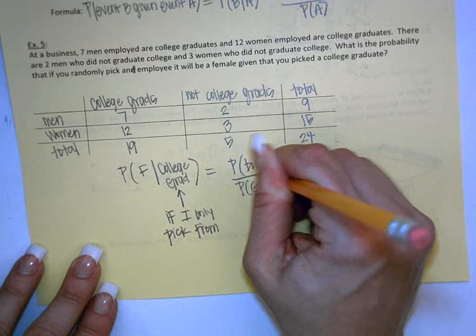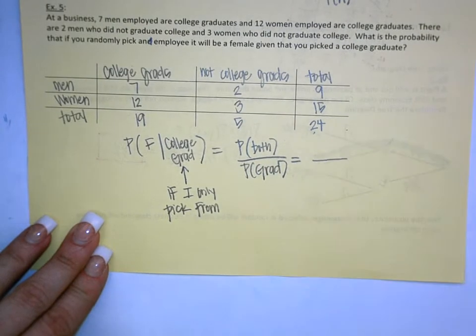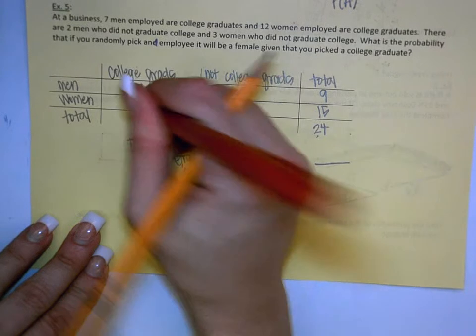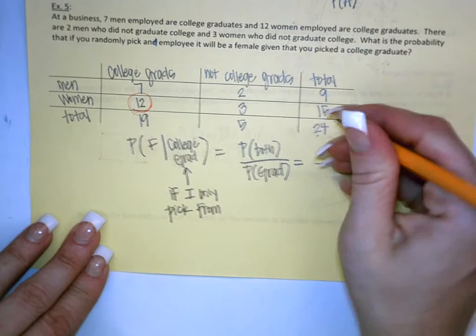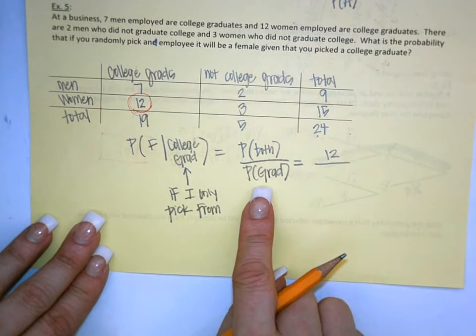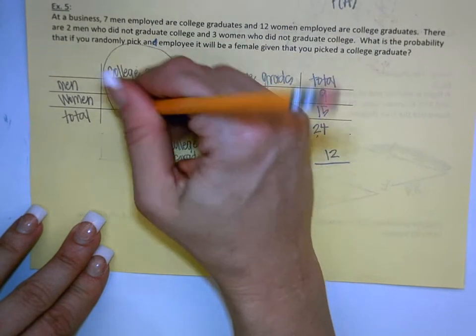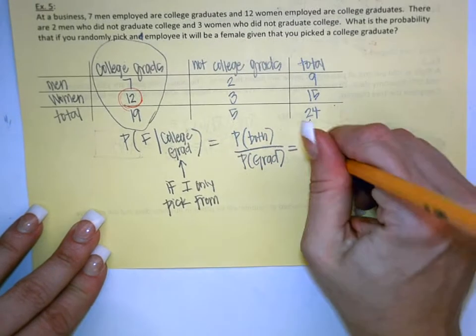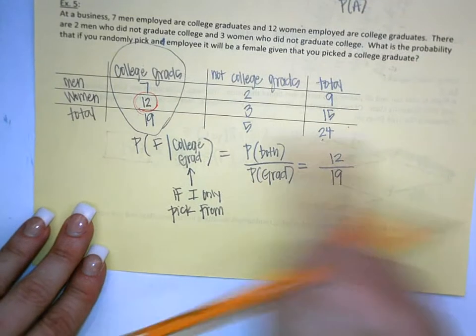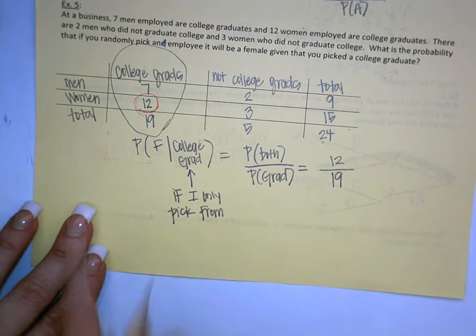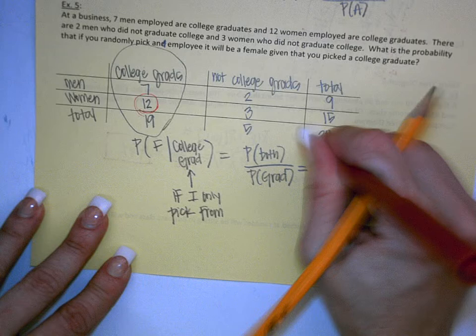So, how many people are both female and college graduates? 12 women college graduates. So pull that out of your chart. Out of how many total people are graduates? 19. So you have to look at this total. A lot of this stuff is not necessary. You are only picking from the college graduates. So the actual answer here is 12 over 19. That's your answer. These can be a little tricky.